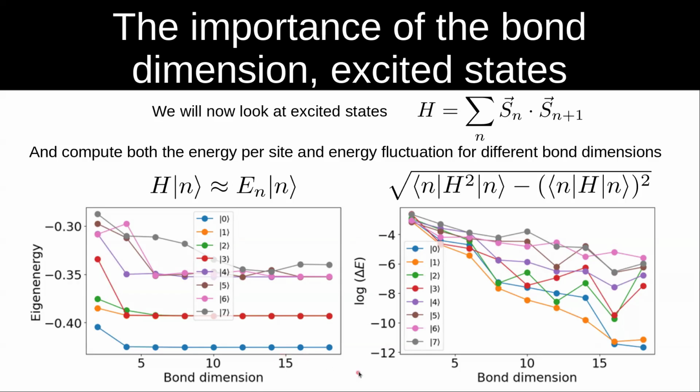And this is, of course, something that you can also see from the fluctuation of the energy. You see that the ground state fluctuation of the energy goes very quickly to zero. And the first excited state also goes very quickly to zero. But then as you go to higher and higher states, the convergence is slower. And in particular, for the highest excited state, you get a fluctuation that is sizable even with the maximum bond dimension that we are showing in this plot.